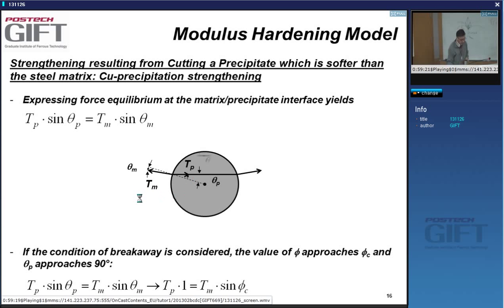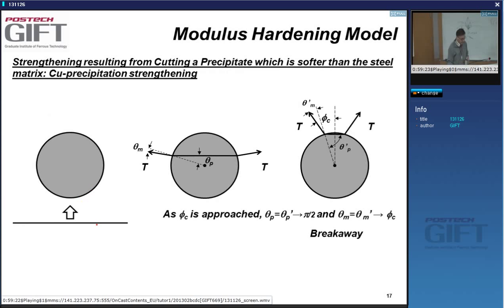Let me go one slide further. Yes. So the dislocation is first outside the particle, and it moves into it. As it moves into it, the dislocation assumes this shape outside the particle. And inside the particle, it makes a straight line. And then the same situation on the outside.